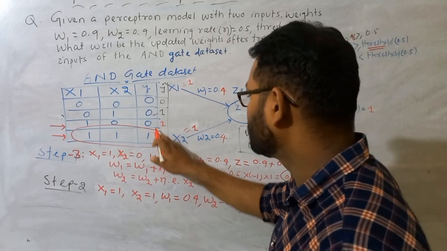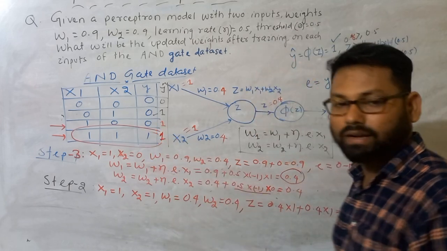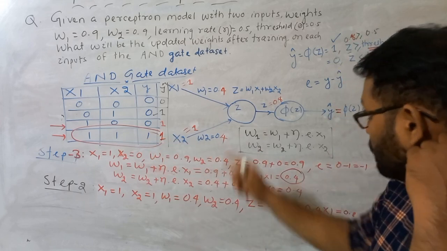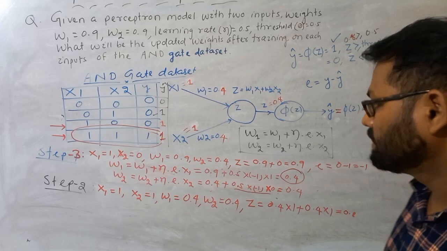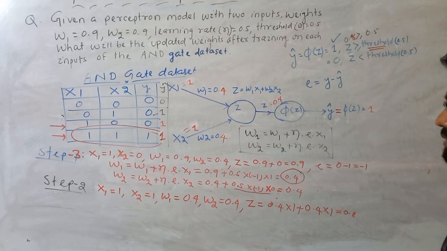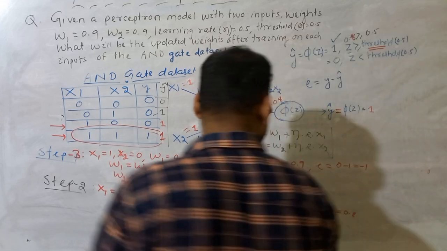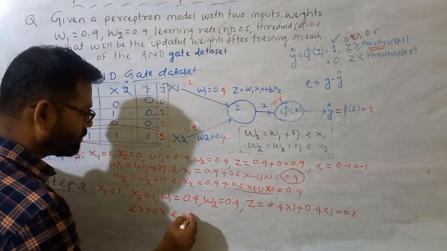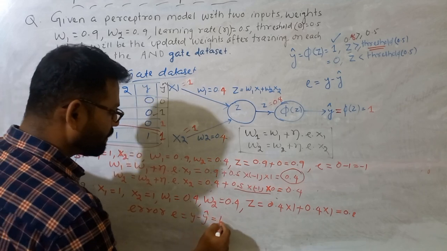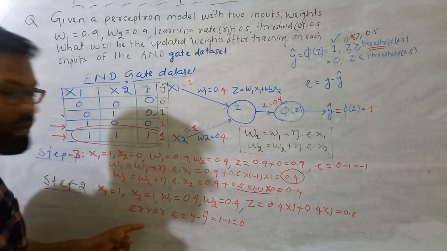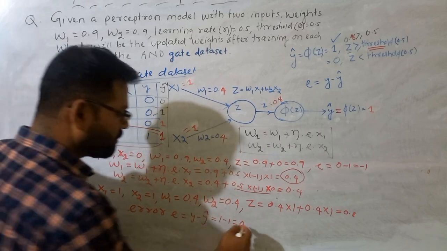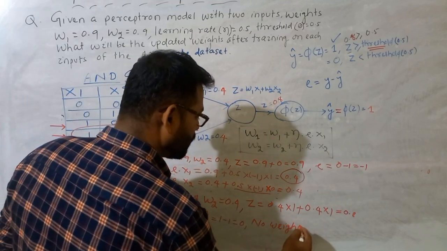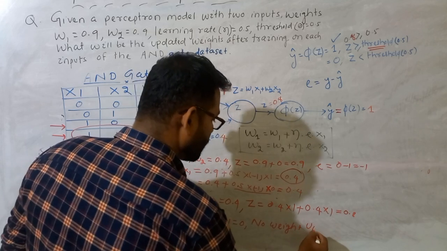You see here both the predicted output and the real output are the same. So since both are the same, no need to update the weights. They are going to remain the same. So you can write here the error is 0. Error is equal to y minus y cap, which is 1 minus 1 equals 0. Since the error is 0, you can write down no weight updation required.